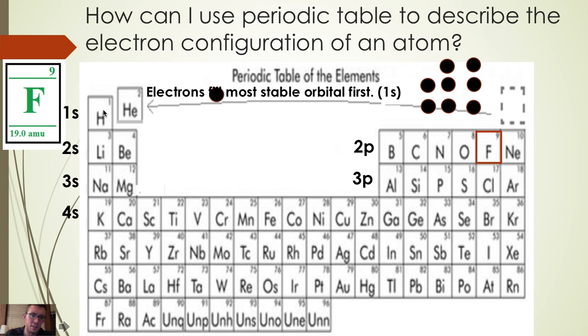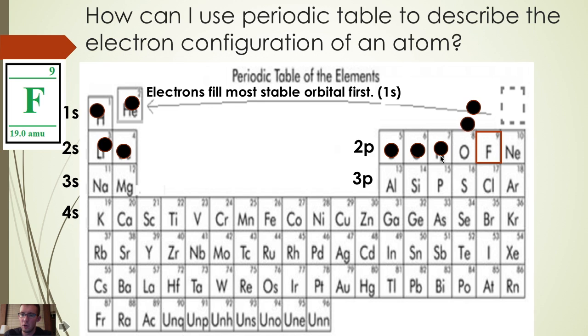The first 2 electrons will attract into the first shell's S orbital. The next 2 electrons will attract into the next most stable second shell's S orbital. And then the remaining electrons will attract into the second shell's P orbitals.